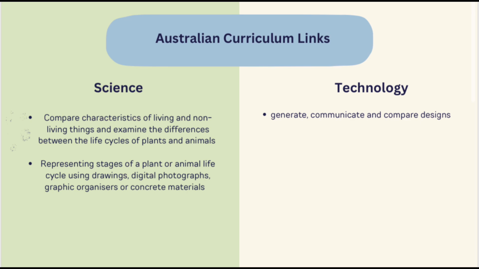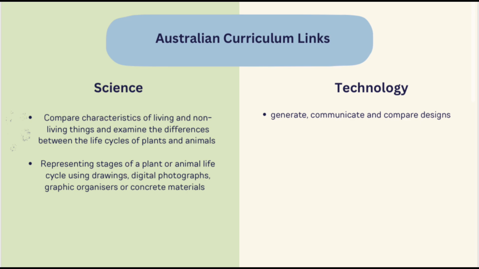Students will concentrate on the following content descriptors: compare characteristics of living and non-living things and examine the differences between the life cycles of plants and animals, as well as representing stages of a plant or animal's life cycle using drawings, digital photographs, graphic organisers, or concrete materials.